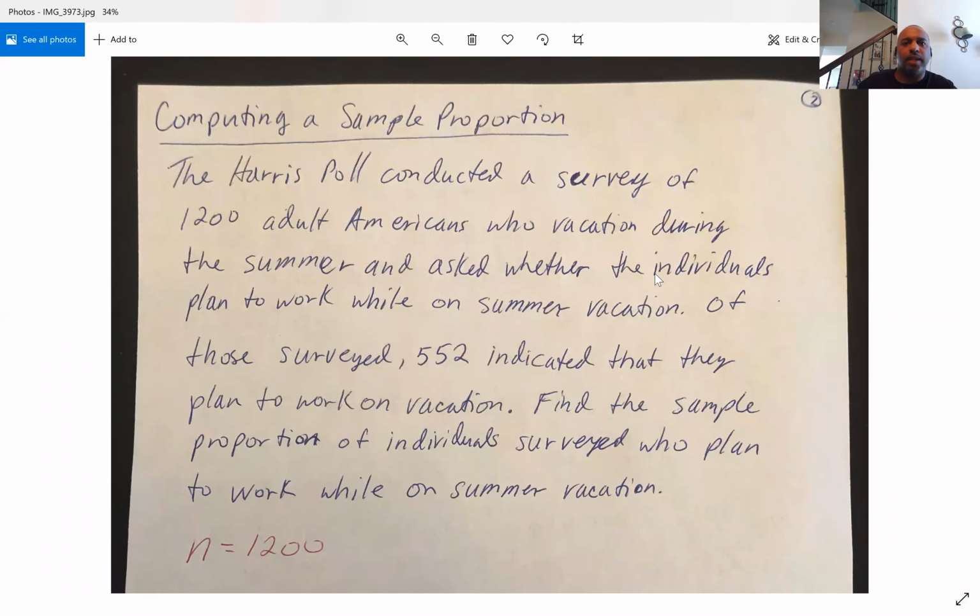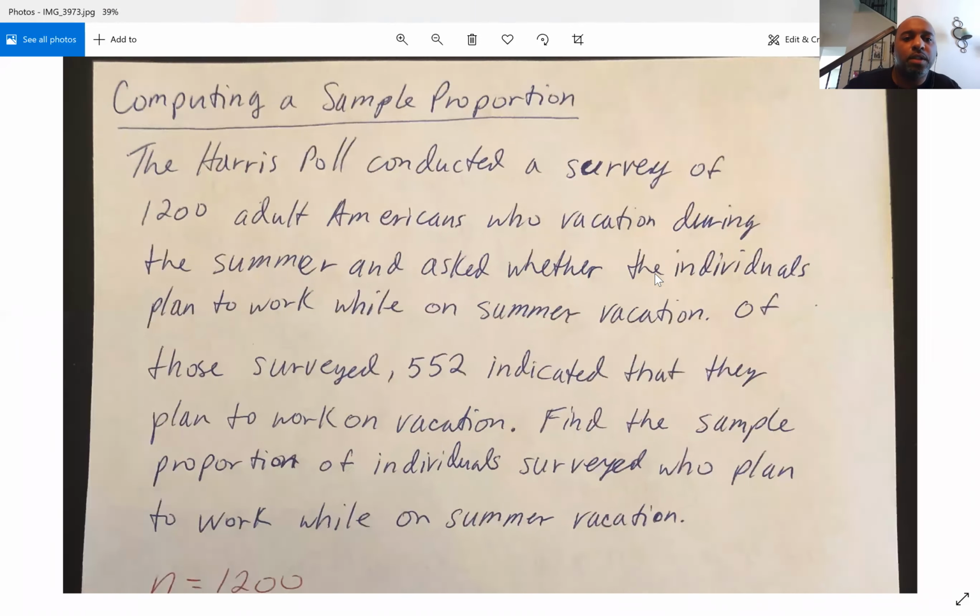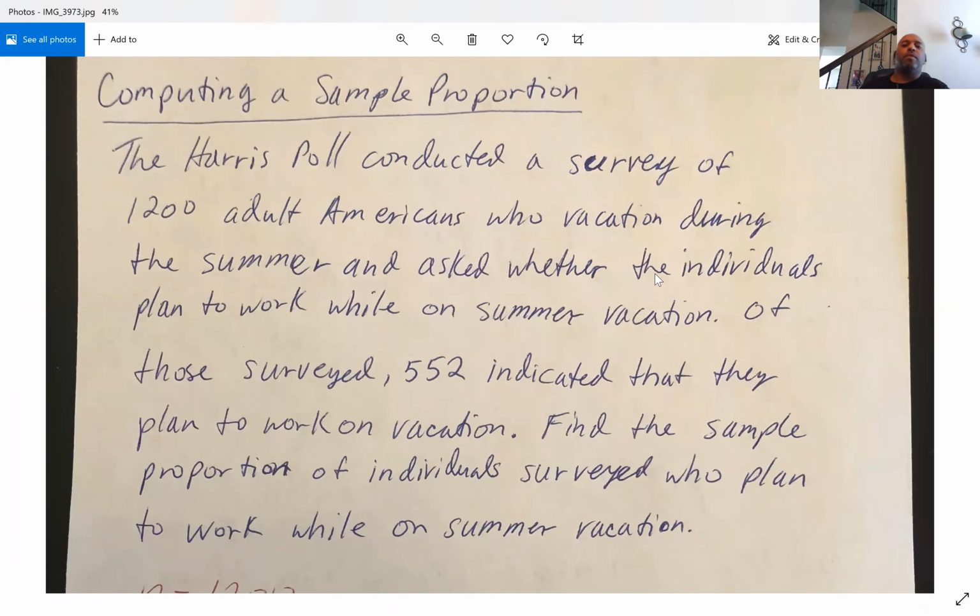All right. So computing a sample proportion. So this is not a full problem. Just make sure we understand how we would get p hat. The Harris poll conducted a survey of 1,200 adult Americans who vacation during the summer and asked whether the individuals plan to work while on summer vacation. Of those surveyed, 552 indicated that they plan to work on vacation. Find the sample proportion, in other words, p hat, of individuals surveyed who plan to work while on summer vacation.